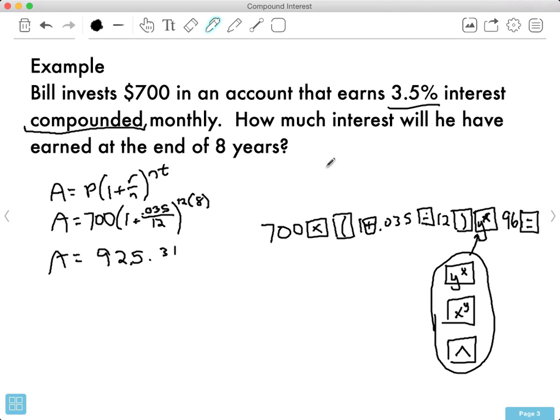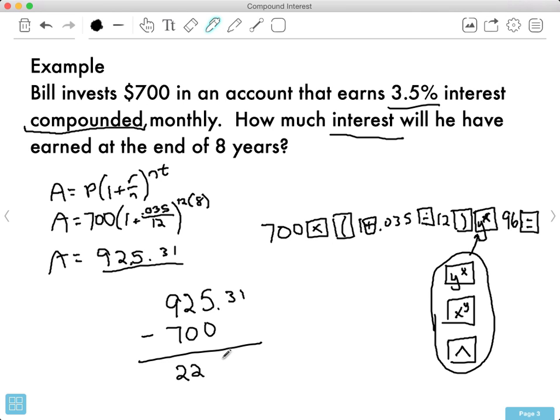Now the question asked, how much interest will he have earned? This is not interest. This is the final amount of money that's in his account after 8 years. He initially invested $700 and now he's at $925.31. The extra money he has is the interest. So to figure out how much interest he made, you take that final amount, the $925.31, and you just subtract what was invested, the $700, which tells you that he made $225.31 as a final answer.